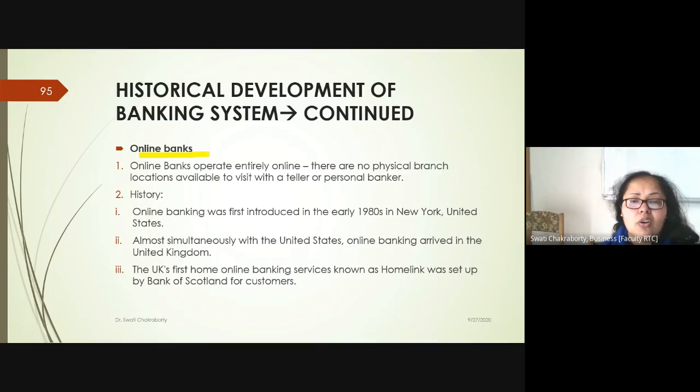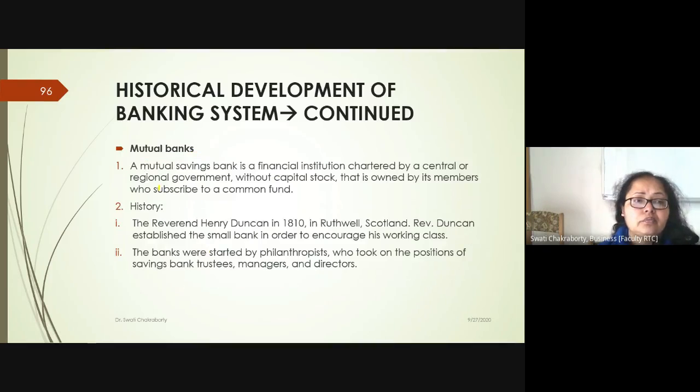Online banks operate totally online, right? There is no physical branch where you can visit. Online banking started in the 1980s in New York, and in parallel it also came to the UK. The UK's first home online banking service is known as HomeLink, which was set up by the Bank of Scotland for customers.